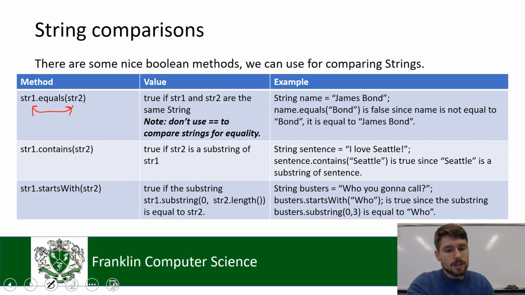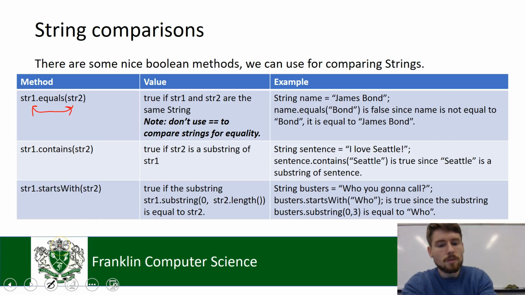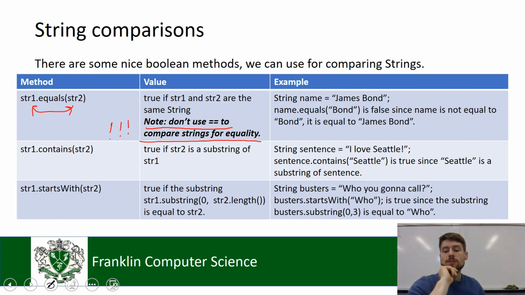And it's really, really, really important. Don't use, and we'll see more about why this is the case later, but don't use double equals. This is very important when comparing strings for equality. It's not going to give you the behavior that you expect a lot of the time. It's oftentimes going to be false when you want it to be true.